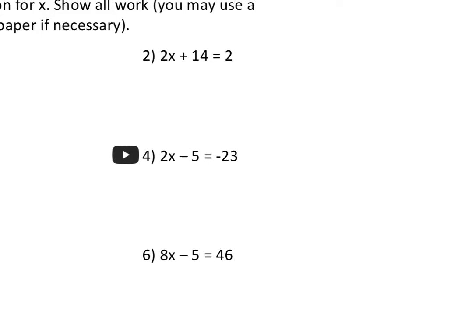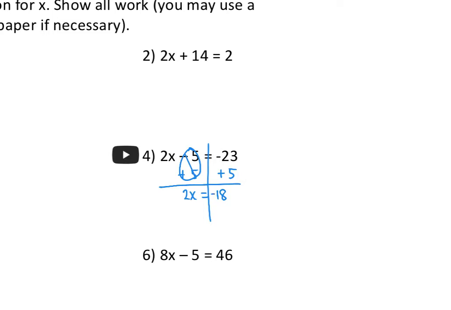Okay, so for number 4, we're going to solve for x. So the first thing we're going to undo is the minus 5, and the way we're going to undo that is by adding 5 to both sides. So then this turns to 0. So on the left-hand side, I have 2x left over, and negative 23 plus 5 is negative 18.